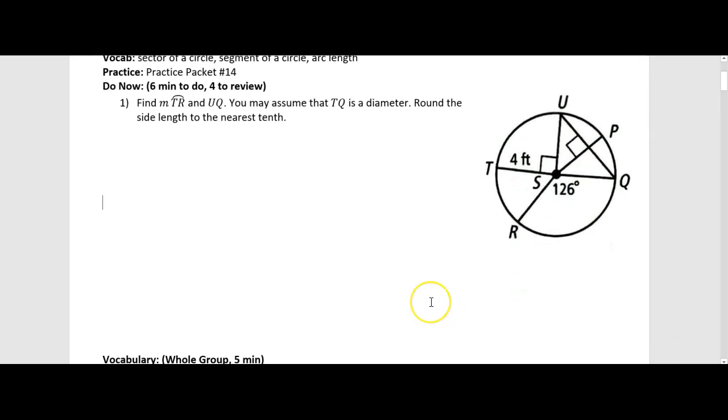This question says, find the measurement of arc TR and the length of segment UQ. We can assume that TQ is a diameter. We're going to round the side length to the nearest tenth. So go ahead, pause the video, see if we can figure out the answer to both of those questions, and then we will have a quick discussion before we jump into a new lesson.